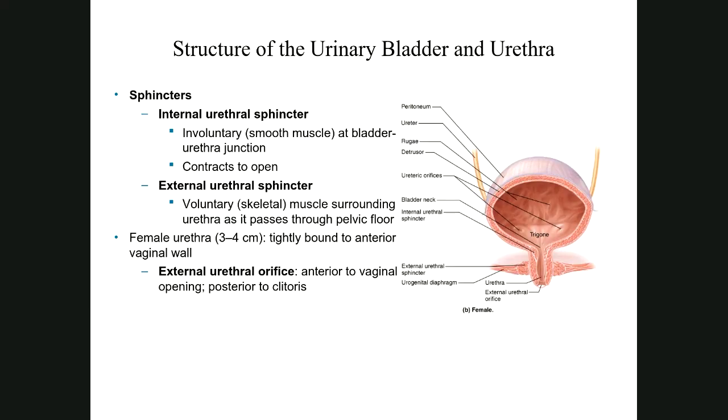The female urethra is tightly bound to the anterior vaginal wall, and the external urethral orifice is anterior to the vaginal opening, posterior to the clitoris.